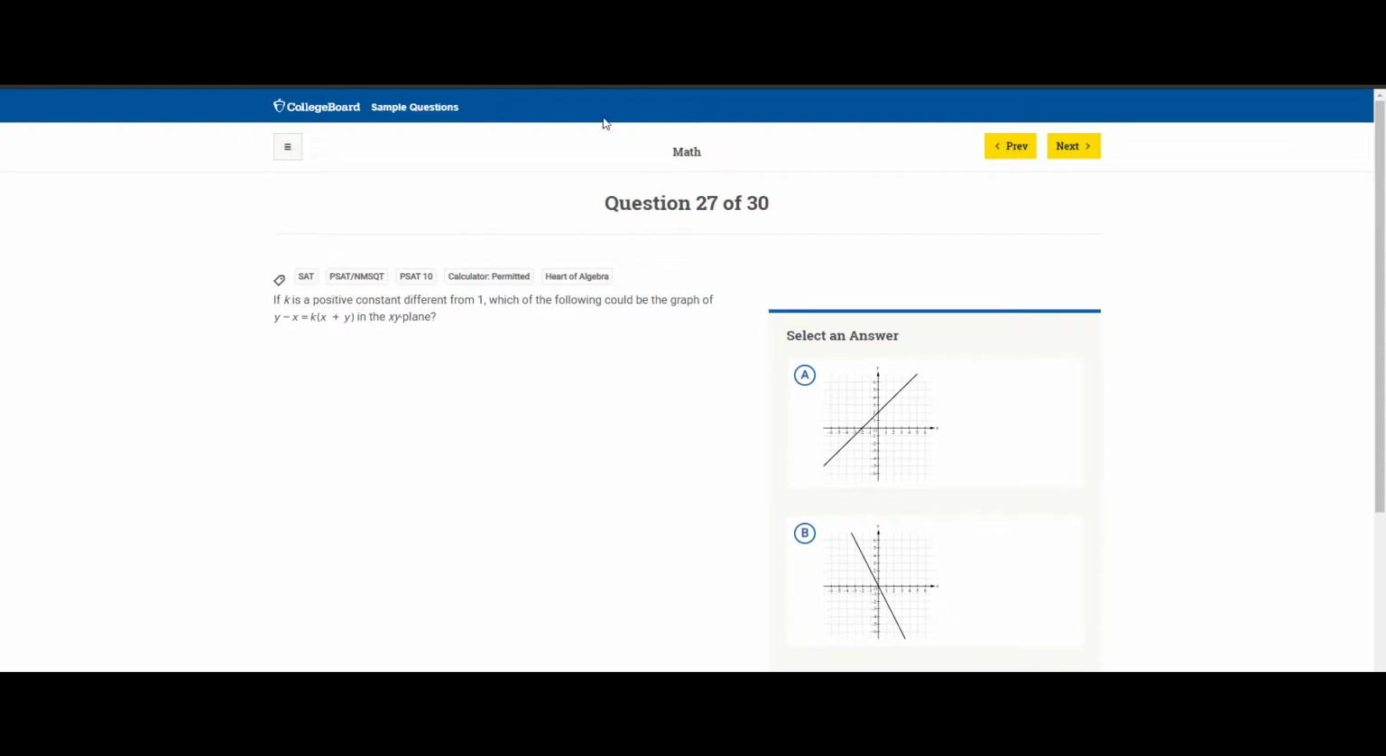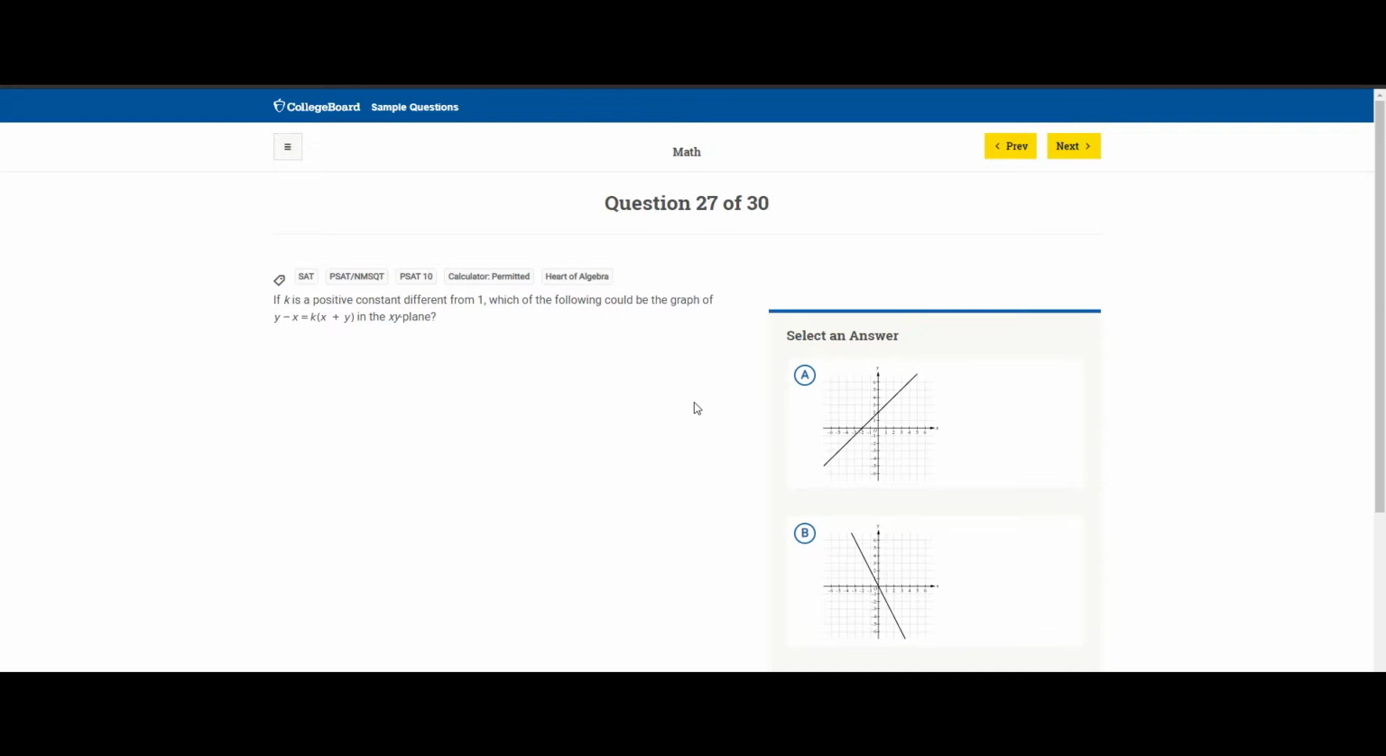Question. Okay. We're almost done. We're almost at the home stretch. Just 3 more questions to go. If k is a positive constant different from 1, which of the following could be the graph of y minus x equals kx plus y in the xy plane? Which of the following could this be?